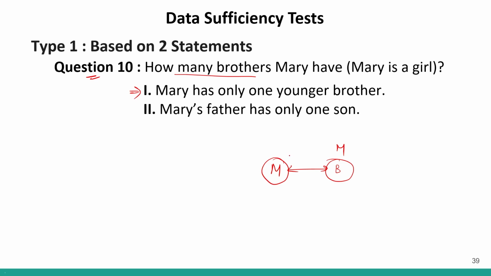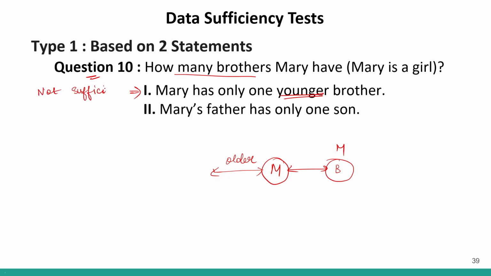But we don't know how many more brothers Mary has. Mary might have older brothers. Correct? Mary might have older brothers. That is not given to us. How many older brothers does Mary have? Neither is it written that Mary has only one brother. It is written that Mary has only one younger brother. So how many older brothers she has, we don't know. So this statement alone is not sufficient.